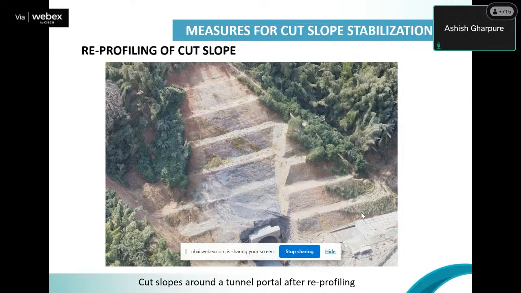So in any case, this is the cut profile. So how you moderate the slope, right? Next, please.